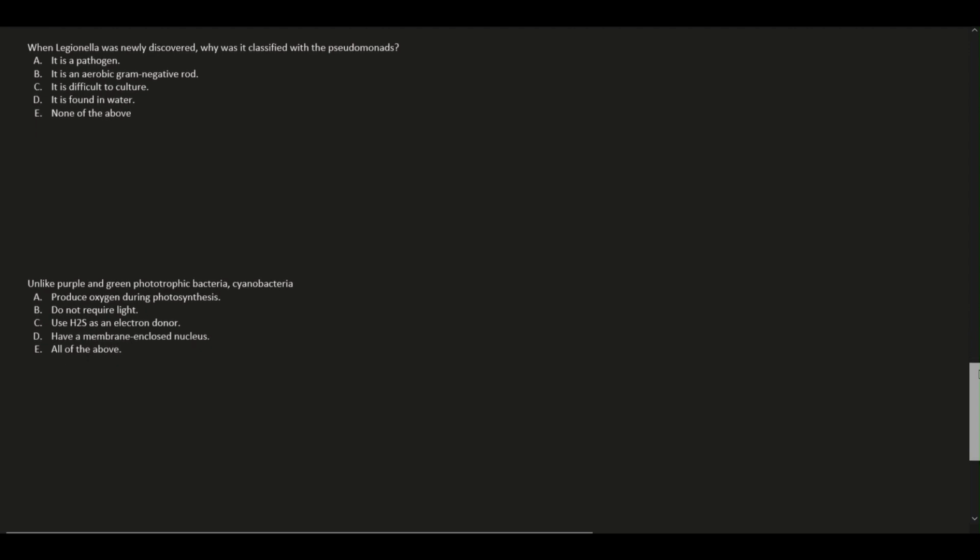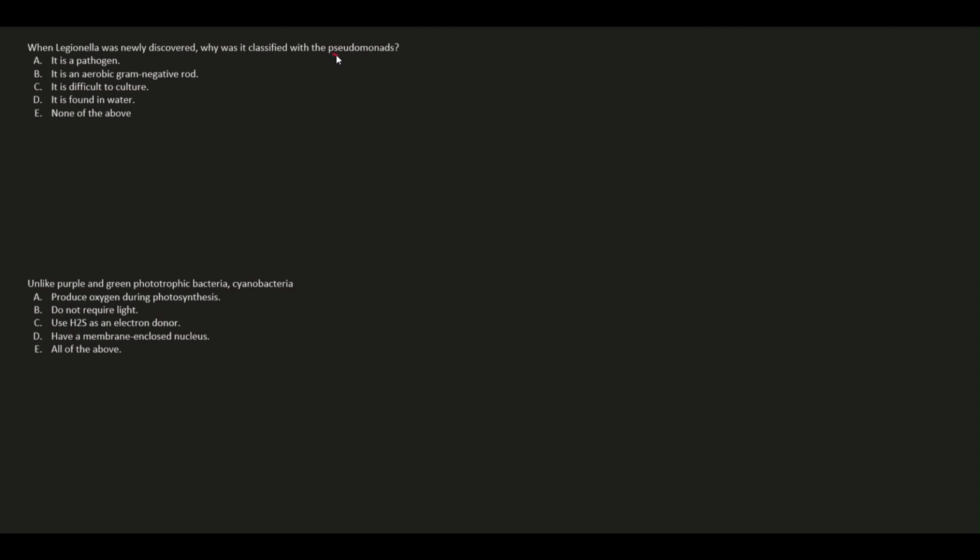Last two questions. When Legionella was newly discovered, why was it classified with the pseudomonads? A, it is a pathogen. B, it is an aerobic gram-negative rod. C, it is difficult to culture. D, it is found in water. E, none of the above.